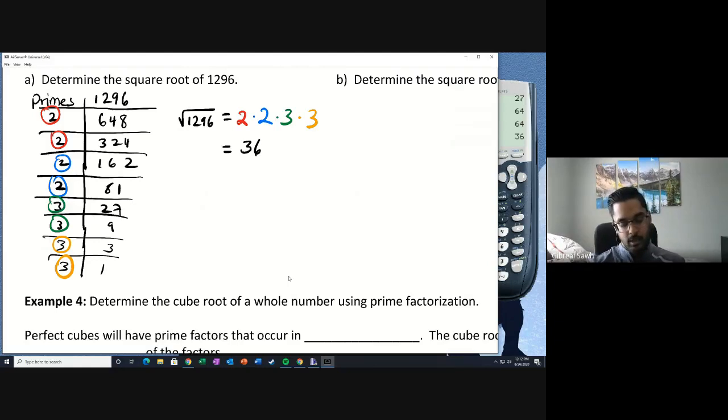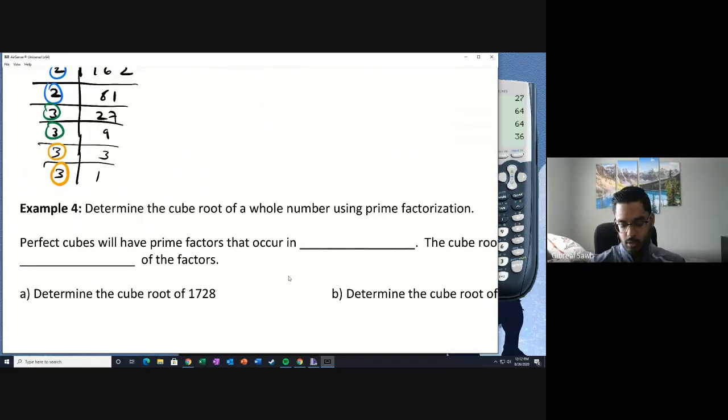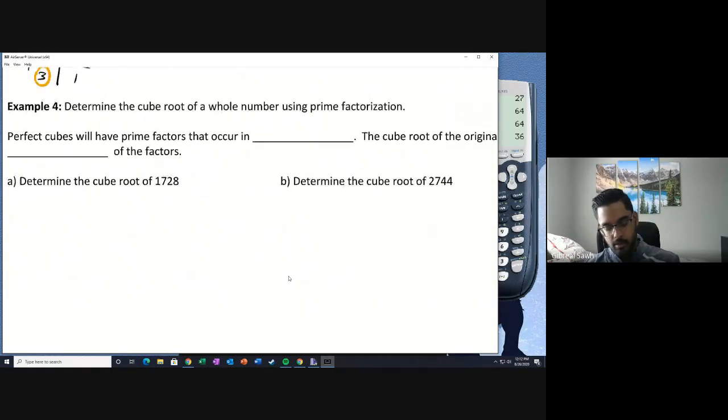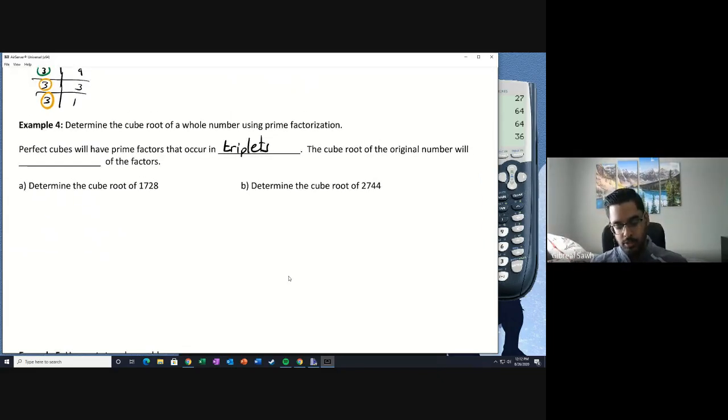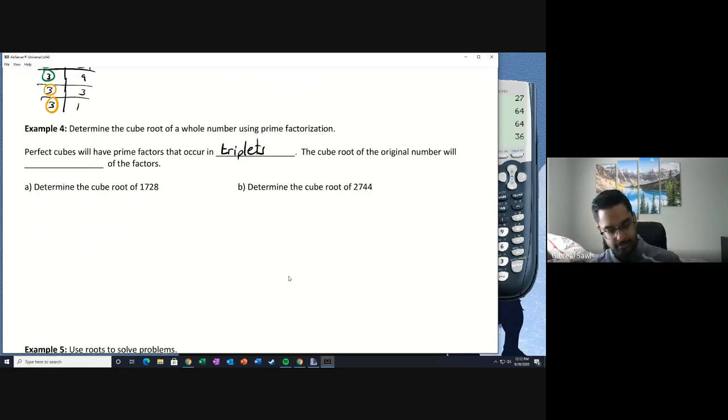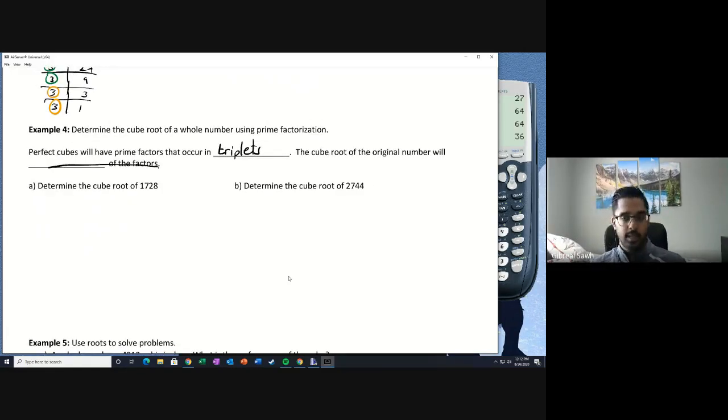We're going to do something similar when we talk about cube roots. If you think about the analogy that we had when we first started this, all those definitions, it's very, very much so the same here. So perfect cubes will have prime factors that occur not in pairs, but in triplets. Okay, so there'll be 3 of them. And I can't spell, so that should be triplets. There we go. The cube root of the original number will be, and again, we're going to alter that sentence grammatically. I'm not a fan. So we'll cross that part out.